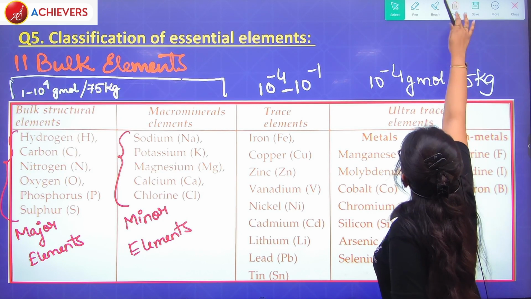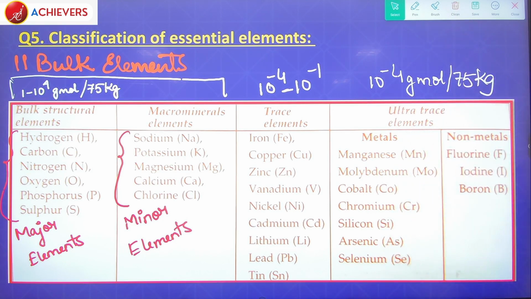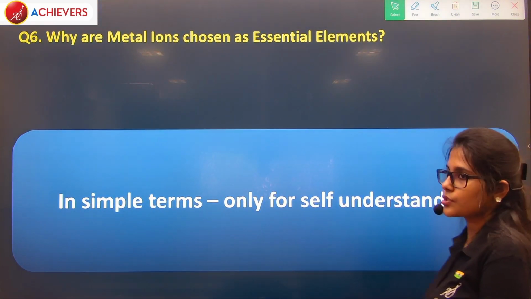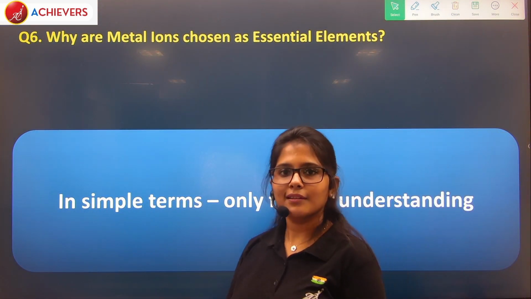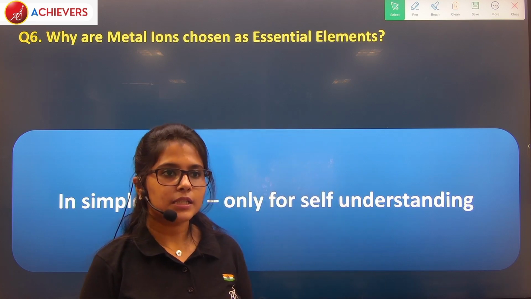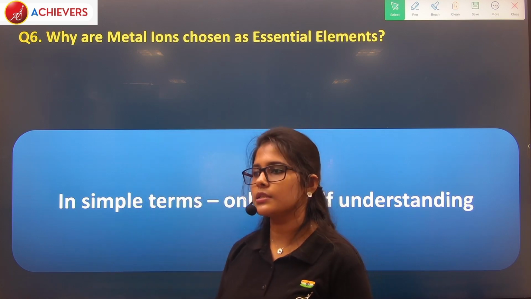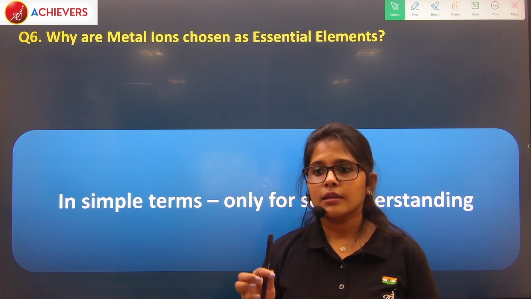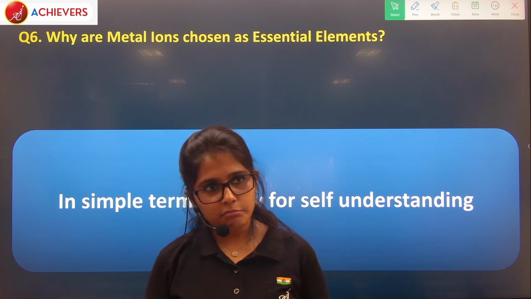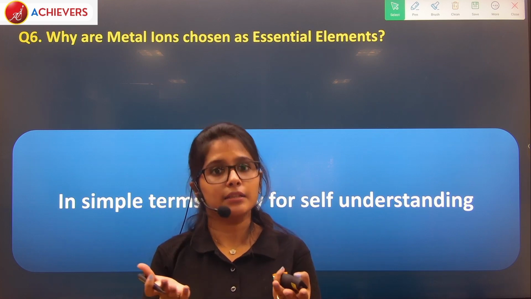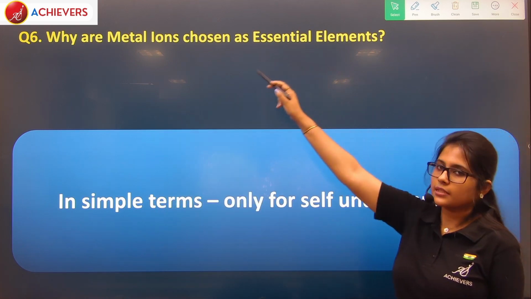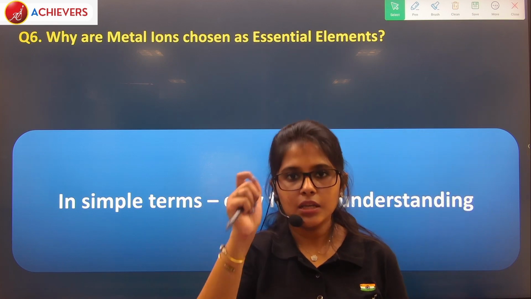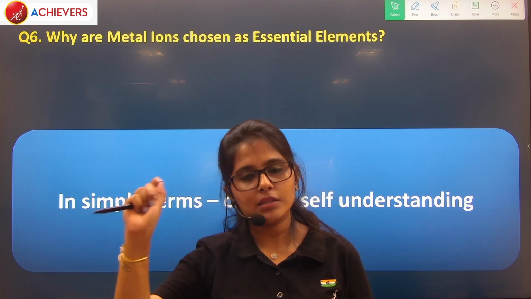Now we will go to our next chapter. Next question. Why are metal ions chosen as essential elements? Very important. Essential elements, when we first read the definition of bioinorganic chemistry, it said in a single sentence, role of metal ions in biology. But why metal ions? I will give you an answer in this portion, and that answer will have more technical terms, exactly what you should write to get good marks in your exam.